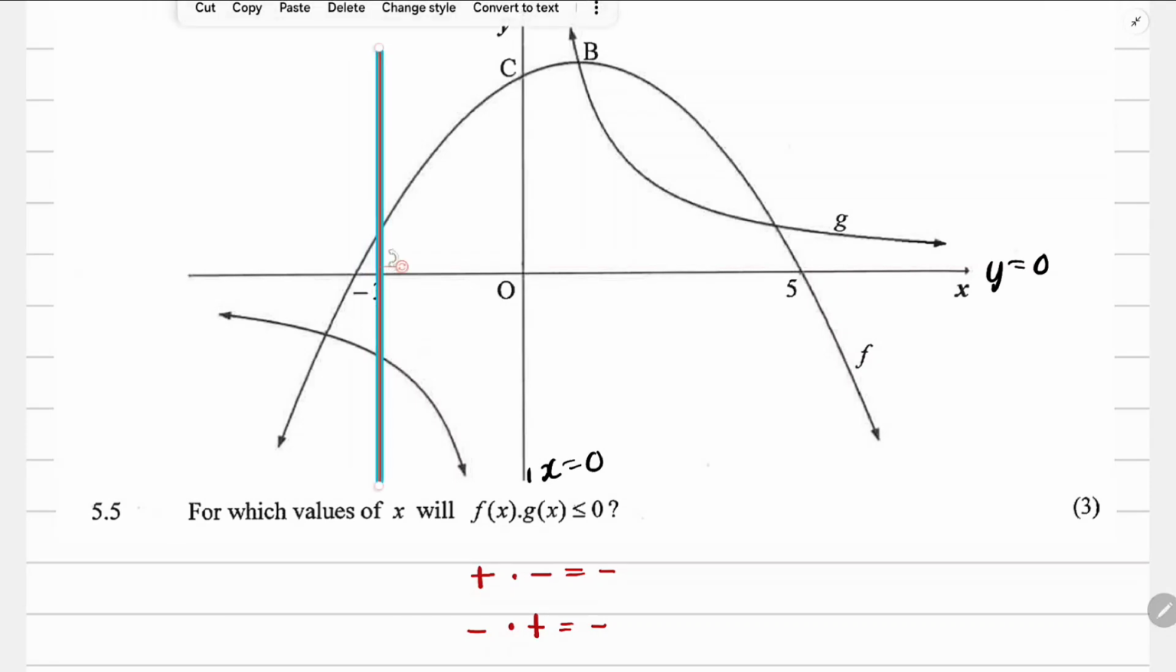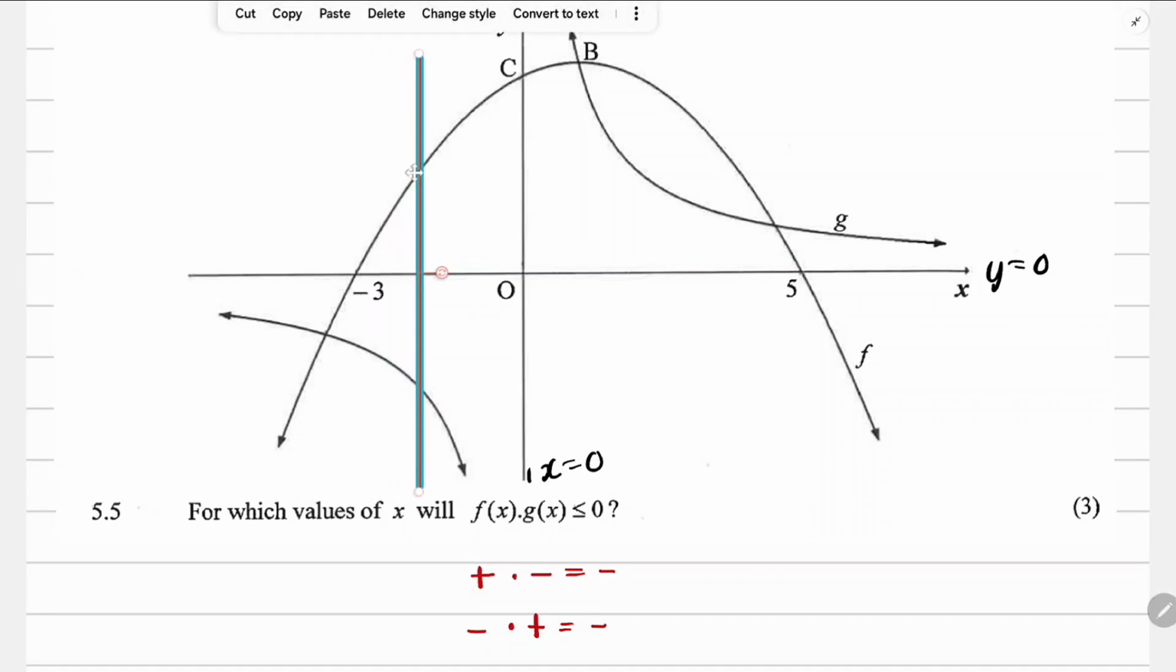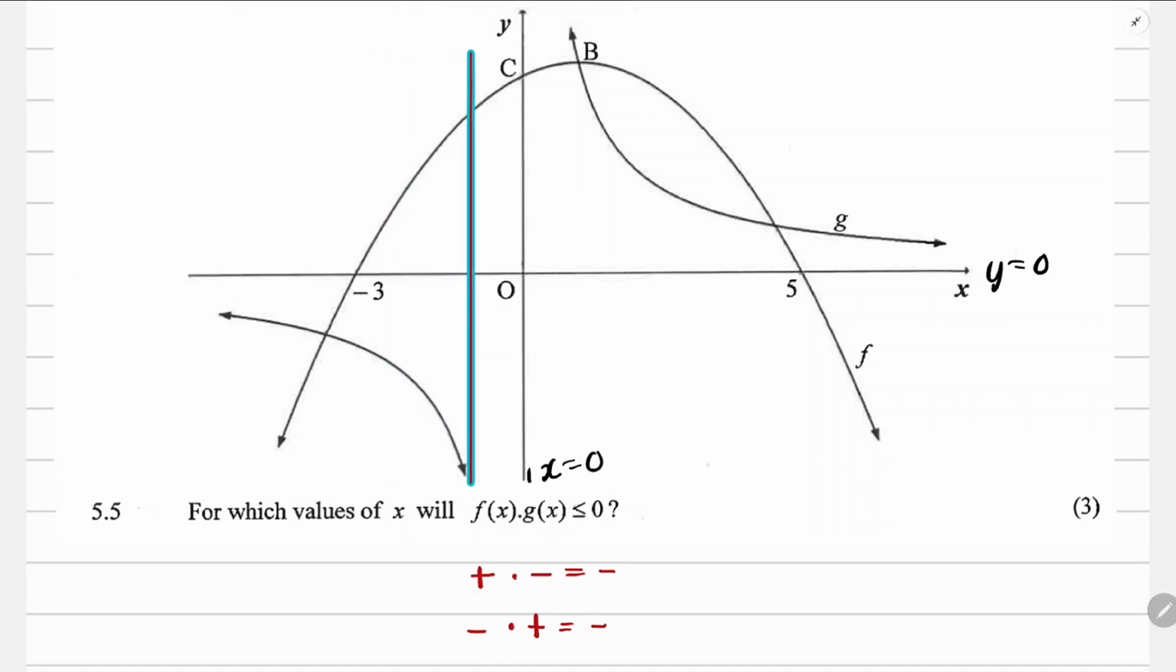Let's keep going. Does it work here? Here, it is positive. It has a positive y value, and for that same x value, it has a negative y value. So that works out. That's positive and negative, which is what we're looking for. So we're going to take that from there, keep moving. Do you see that it keeps working? Positive and negative. Keep moving, positive and negative.